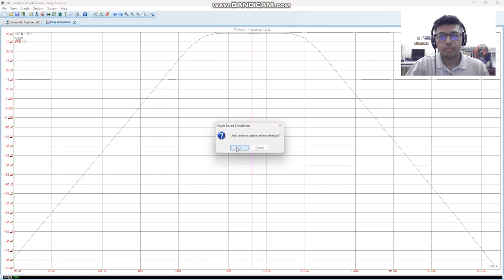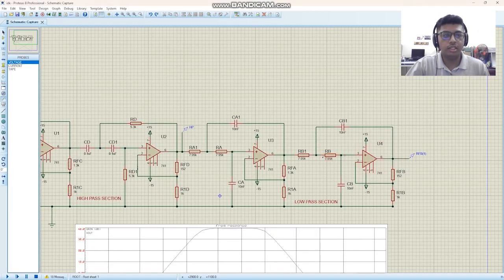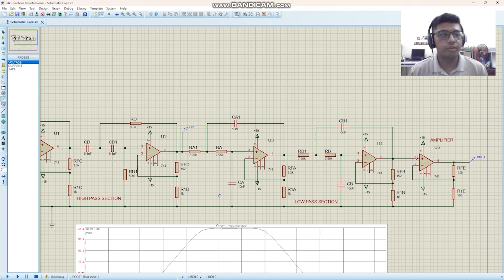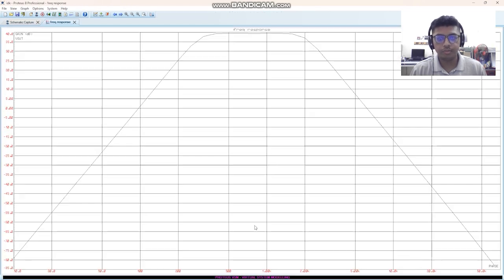We put an operational amplifier to act as an amplifier to amplify the gain. So this is the amplifier that we use to amplify our gain to 39.55 decibels or somewhere near it. Notice that when I run this simulation, our frequency response is now at 39.4 decibels for the mid gain. So this is actually nearer to our targeted value, which is 39.55 decibels.